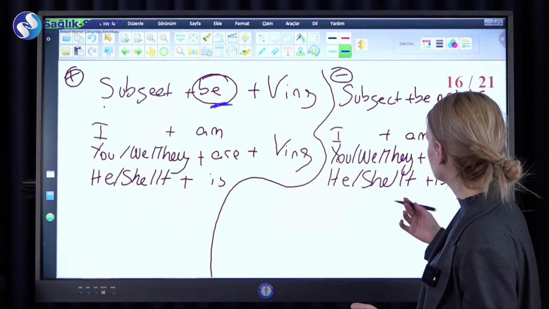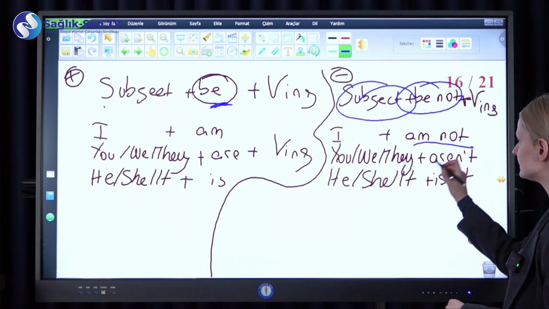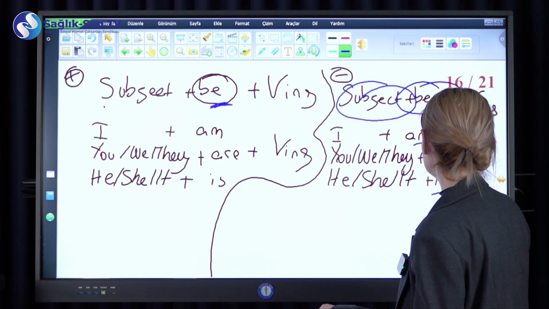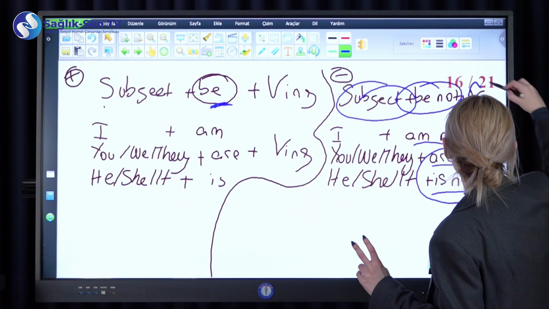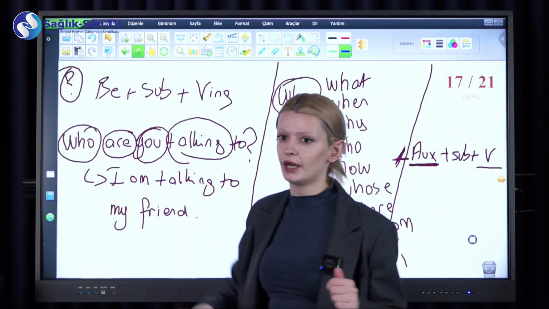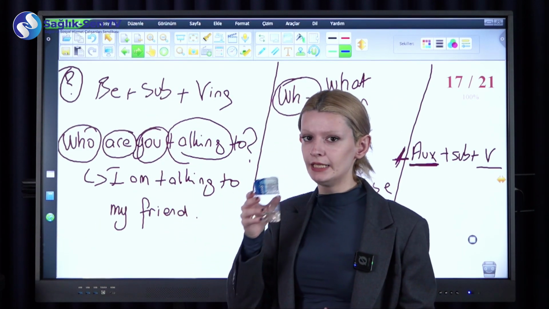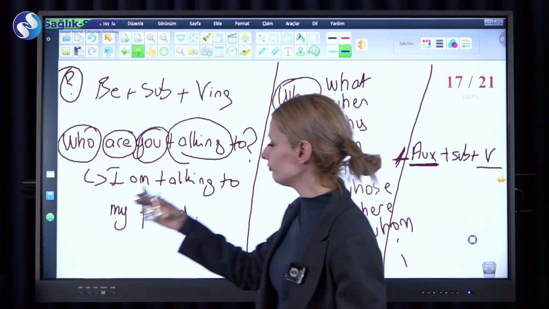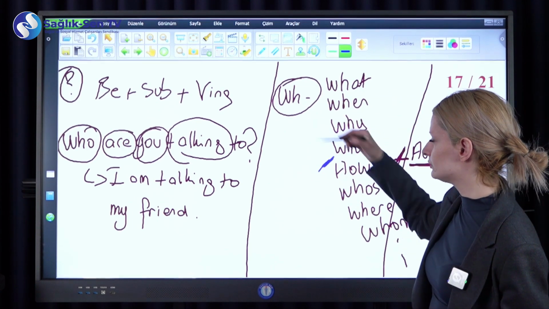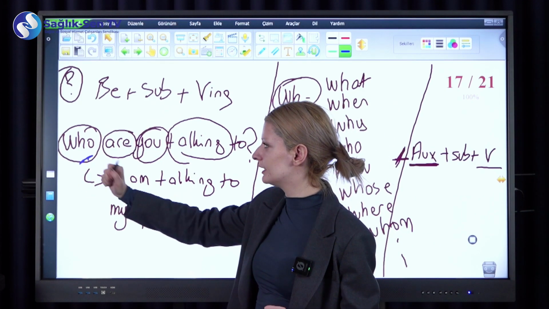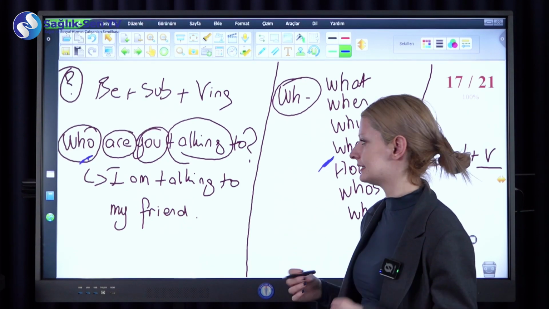Our negative sentence structure, after subjects, we put be not. Am not, are not, or is not. Or I can shorten them and say aren't, isn't, but I cannot shorten am not. And right after, we're using verb ing again. And in the question form, we put be in the beginning, then subject and verb ing. If I'm talking about a WH question pronoun, I put it in the beginning of the sentence, and right after that I use the auxiliary verb, which fits the tense.